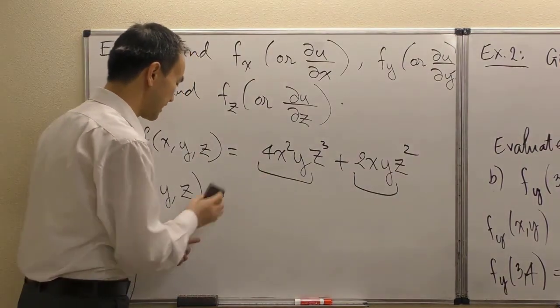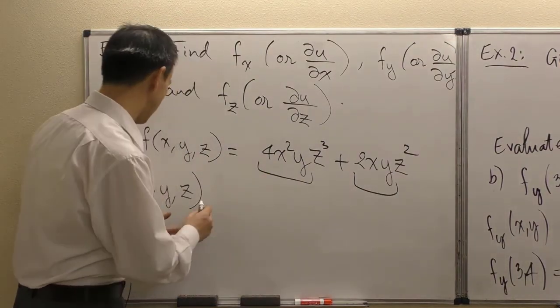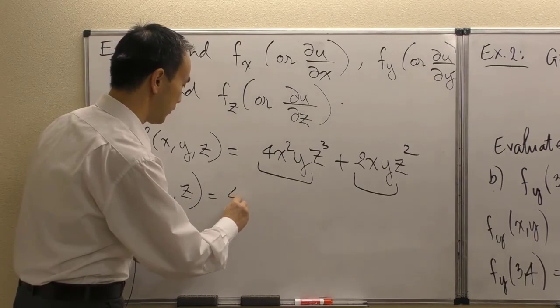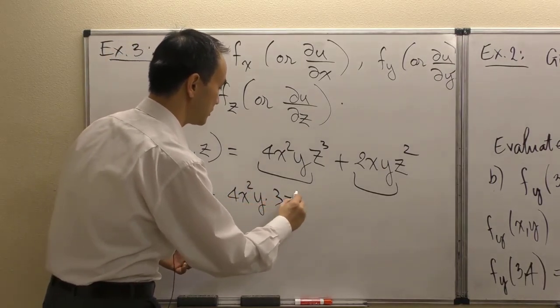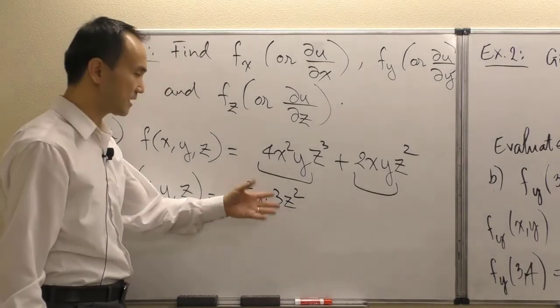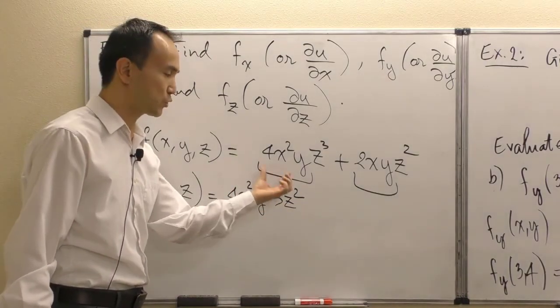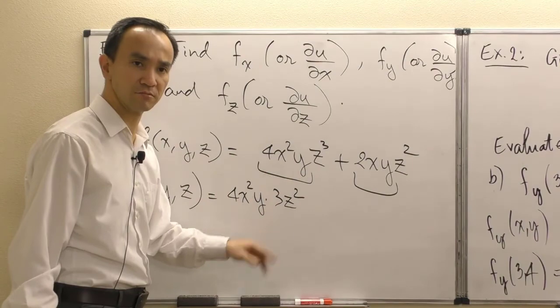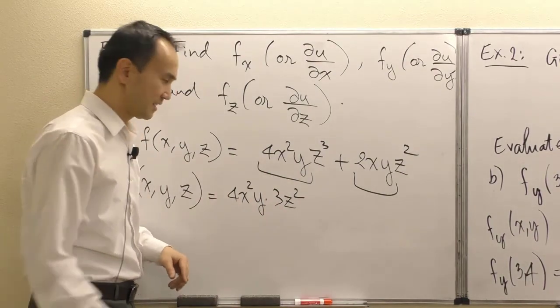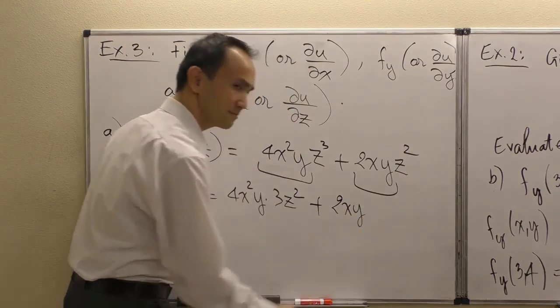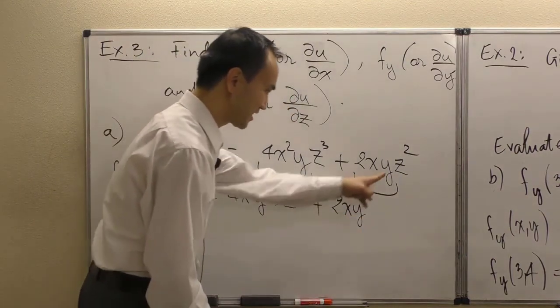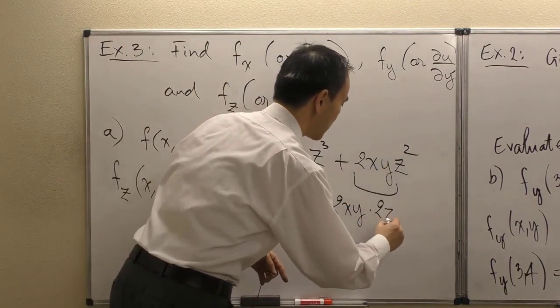So now taking that derivative in terms of z, here's how I'm doing it. All right, so 4x squared y times 3z squared, because that's how we're taking the derivative in terms of z, treating everything else as coefficient. That's how it looks. And then I'm going to add, and now I'm going to rewrite the coefficient xy, and then take the derivative with respect to z.